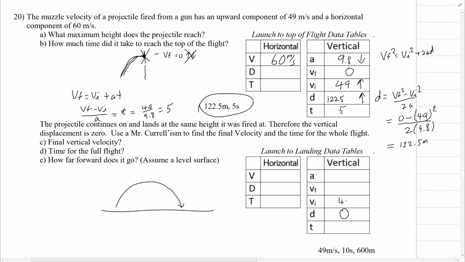And so it starts off at 49 up, and it comes down at 49 meters per second. And you can use Mr. Curlism to find the final velocity. Well, what goes up comes down at the same speed. That's only for level ground ones, and without friction, there we go. So the change in velocity is 98. It's 2 times that. And divide that by the acceleration, and you get the time. So the time is going to be 10 seconds.